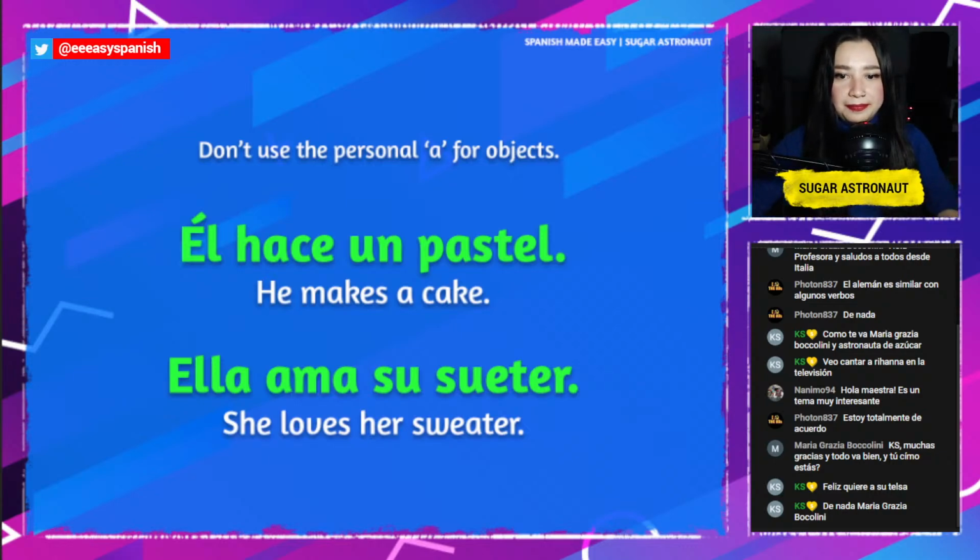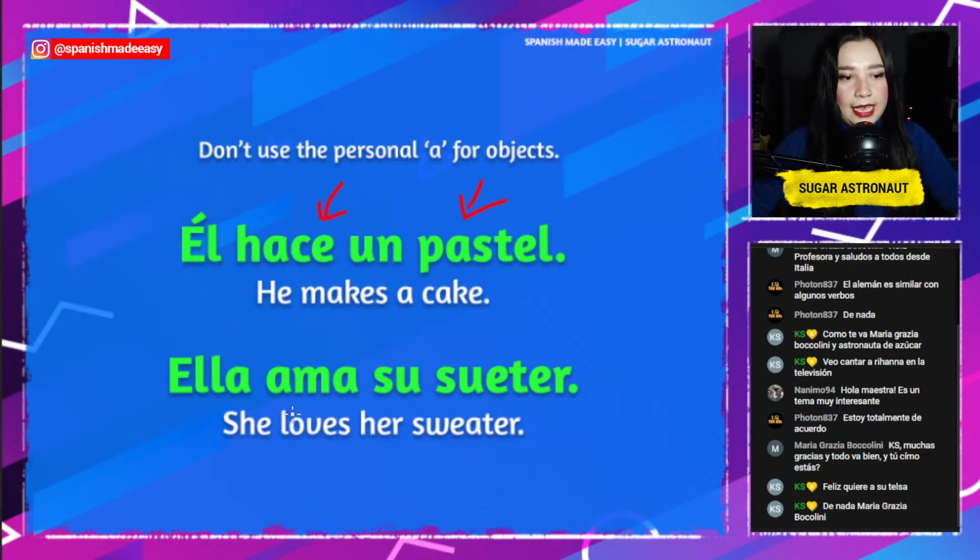For example, él hace un pastel. We have the verb here. We have the direct object. And we don't need a at all. Él hace a un pastel doesn't make any sense. So don't use the preposition a. This means he makes a cake, or he's making a cake. Similar thing. The literal translation is he makes a cake. Okay?